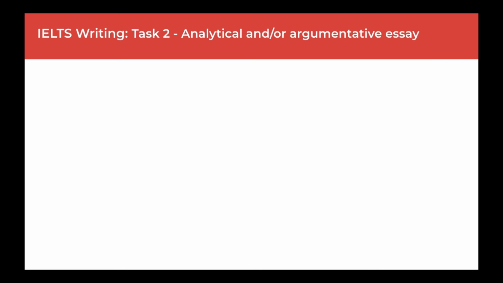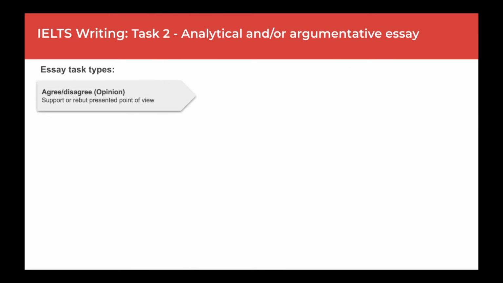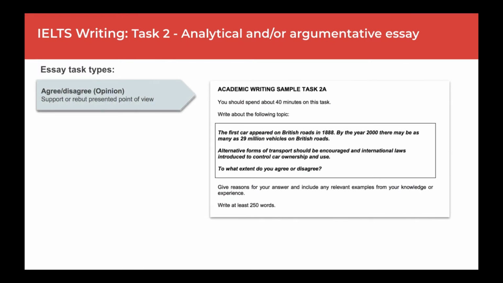Okay, so let's now move on to the writing task 2 and do the same thing. Look at what task types you may encounter here and what you have to be prepared for. In general, here are 4 task types that you may encounter, and the first one is when you are presented with an opinion and you are asked to either support or rebut the presented point of view. Let's take a look at the example.